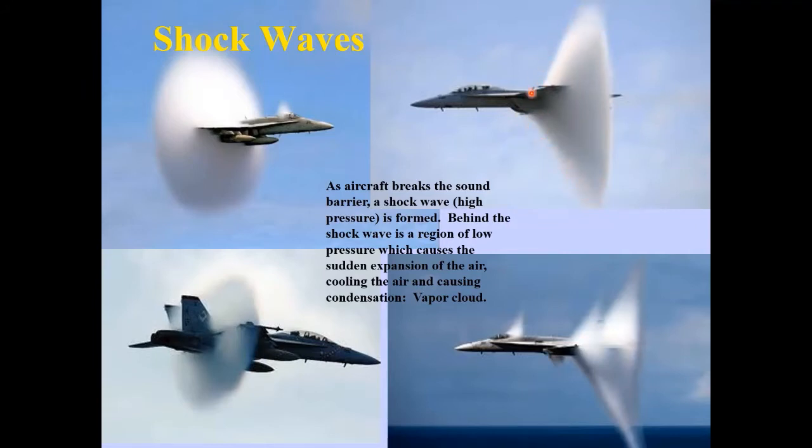You can see that shape, that kind of conical shape coming off of the aircraft here. There's even a small one coming from the cockpit of the airplane here. But this is just a region of low pressure behind the shock wave where the air is expanding so quickly that it cools and condenses the water vapor in it, forming that cloud.